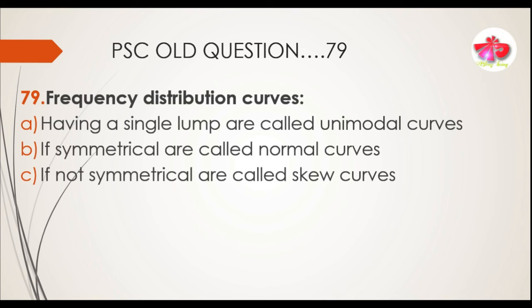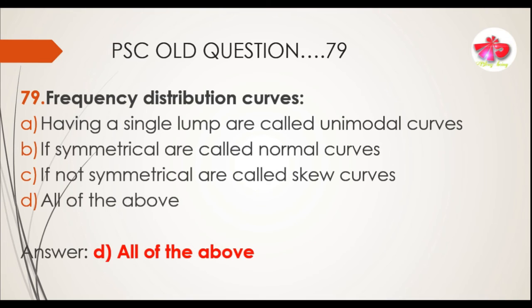If not symmetrical, they are called skew curves, and all of the above. So friends, frequency distribution curves having a single lump are called unimodal curves. If symmetrical, they are called normal curves. If not symmetrical, they are called skew curves, and so all of the above will be the correct answer here.